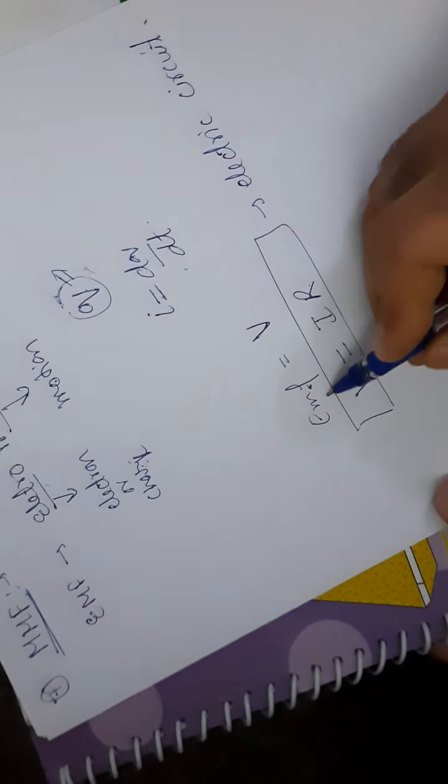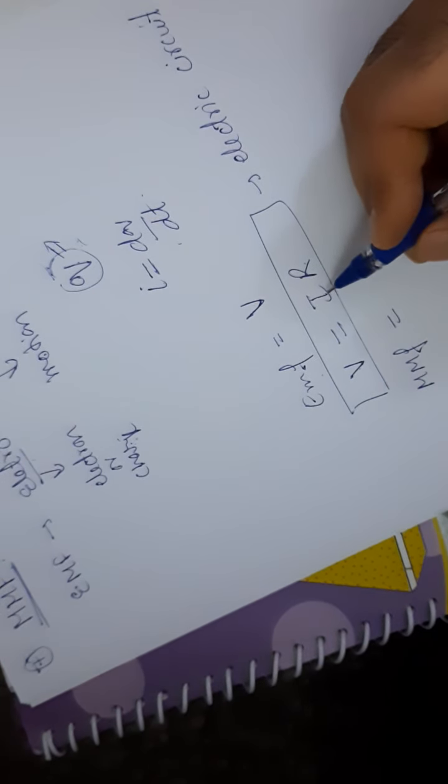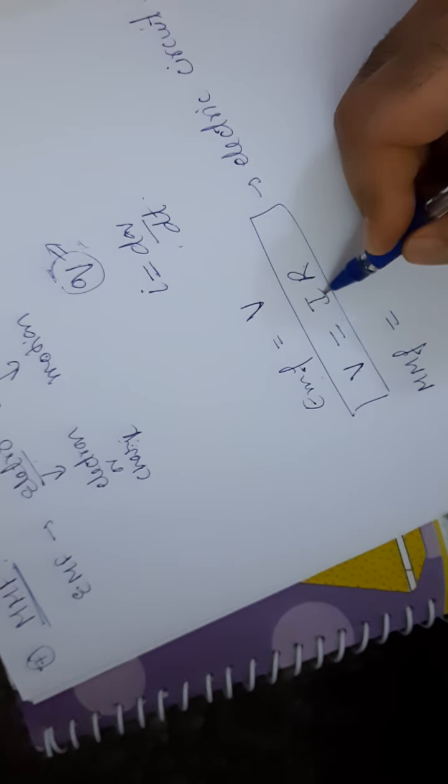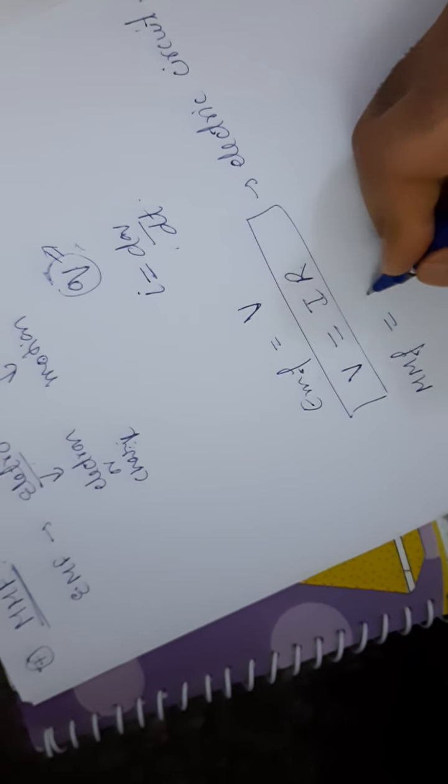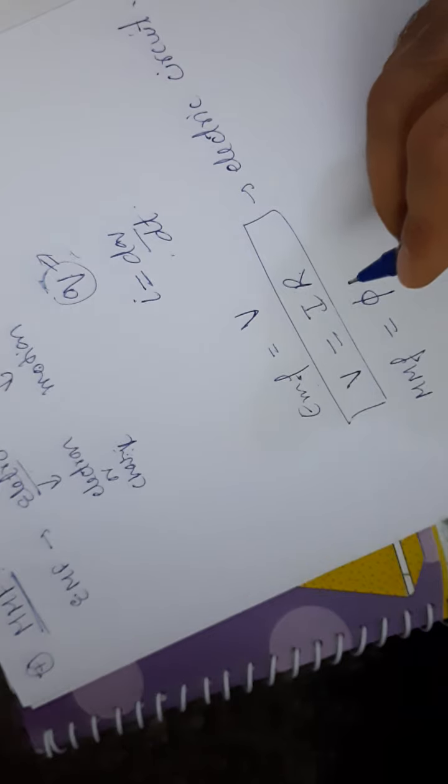Now from this we will derive MMF. So this is EMF V, V is equal to IR. So what is MMF? What is the analogous of current in a magnetic circuit? It is flux phi. This is resistance. What is the analogous of resistance in a magnetic circuit? It is reluctance. What was the symbol for reluctance? S. So you get MMF is equal to phi into S.